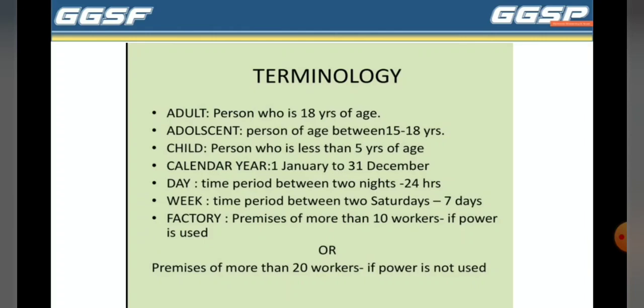Terminology. Adult: a person who is 18 years of age or more. Adolescent: a person of age between 15 to 18 years. Child: a person who is less than 15 years of age. Calendar year: 1st of January to 31st December. Day: time period between two nights, which is 24 hours. Week: time period between two Saturdays, that is 7 days.